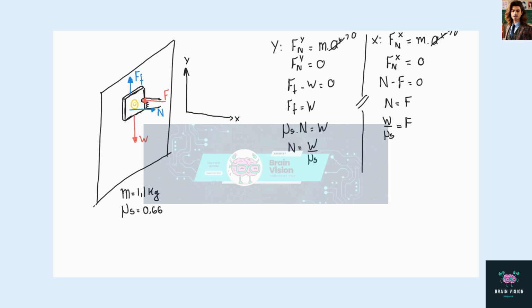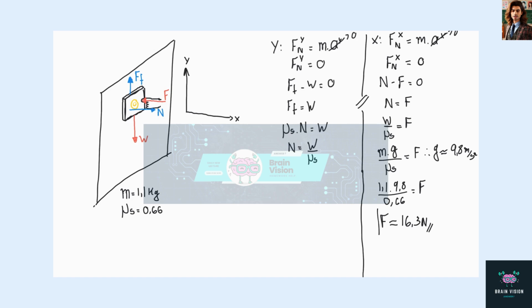Remember that the weight force is given by the mass of the picture times the acceleration of gravity, and this is divided by the static frictional coefficient. Also remember that the acceleration of gravity near the surface of the Earth is approximately 9.8 meters per second squared. Substituting the values given by the problem, we get 1.1 times 9.8 divided by 0.66, which is equal to the minimum amount of force that must be applied to the picture to hold it in place. And this gives us a minimum force of approximately 16.3 newtons. And this is the answer to the question.